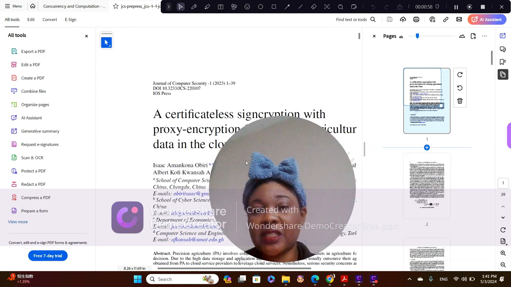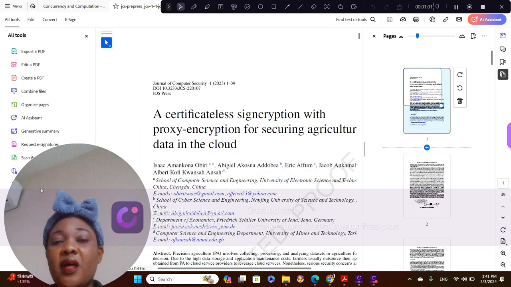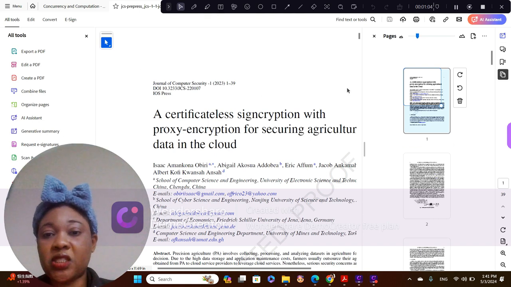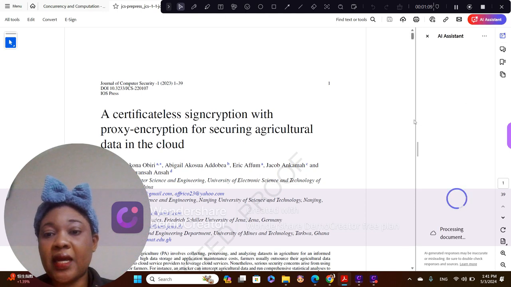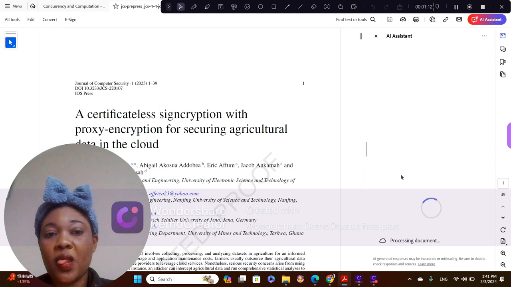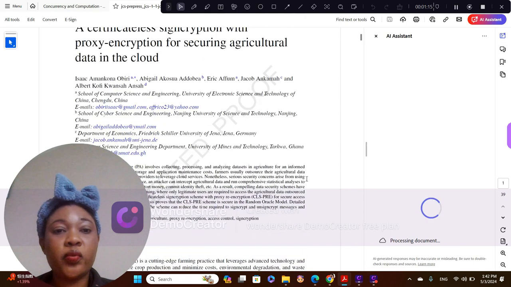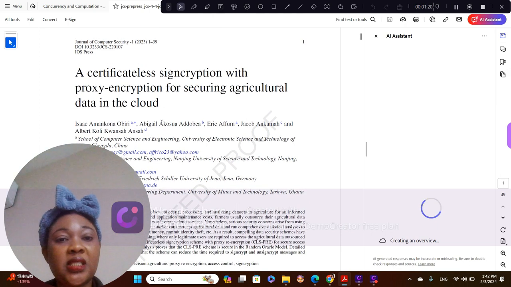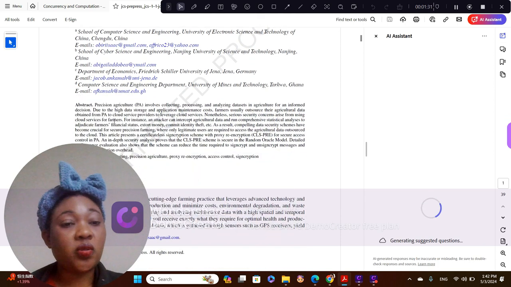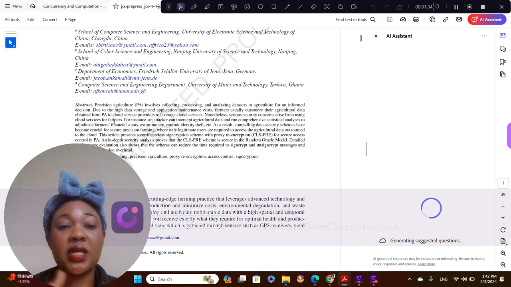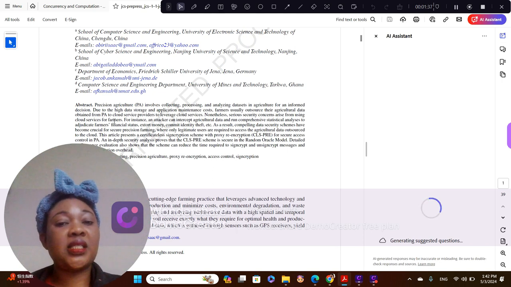So let's navigate into the PDF section. I click on the AI assistant and ask it several questions. This is an article that my colleagues and I wrote, and the topic is serverless encryption with proxy encryption for securing agricultural data in the cloud. We further talked about precision agriculture, which involves collecting, processing, and analyzing data sets in agriculture.